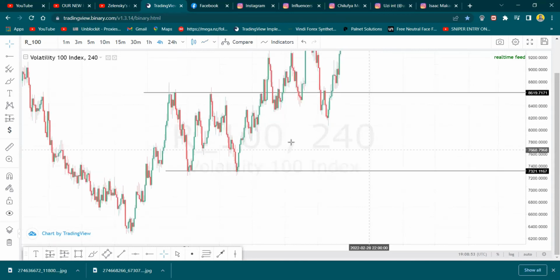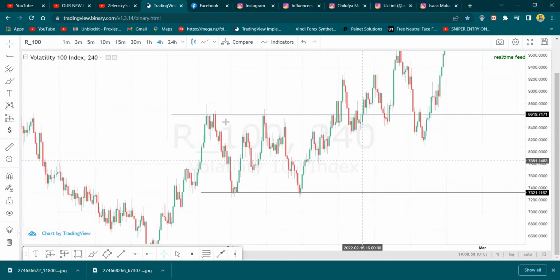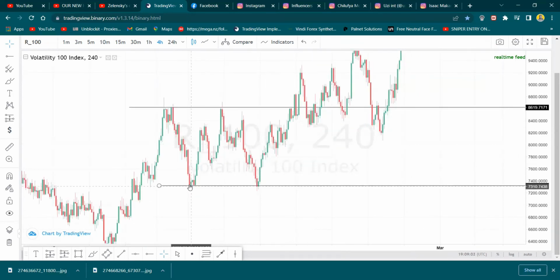So support is this, and resistance is this. So resistance you can actually take as a rule. Resistance is an area where price has failed to close above that area, or rather the price has failed to create a new higher high. It just held price in that specific area and it continued going in that area.